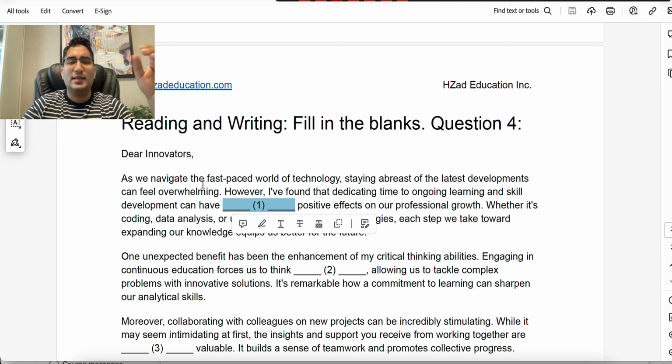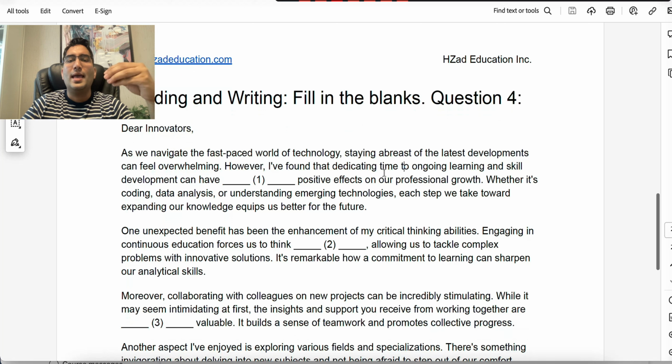Well, she's saying that we've got to be ahead of technology. We've got to understand what's happening in the world. And I found that if we dedicate time to ongoing learning and skill, it can have some really, probably she's going to say some amazing effects, really good effects on our professional growth. It's going to have wonderful effects.